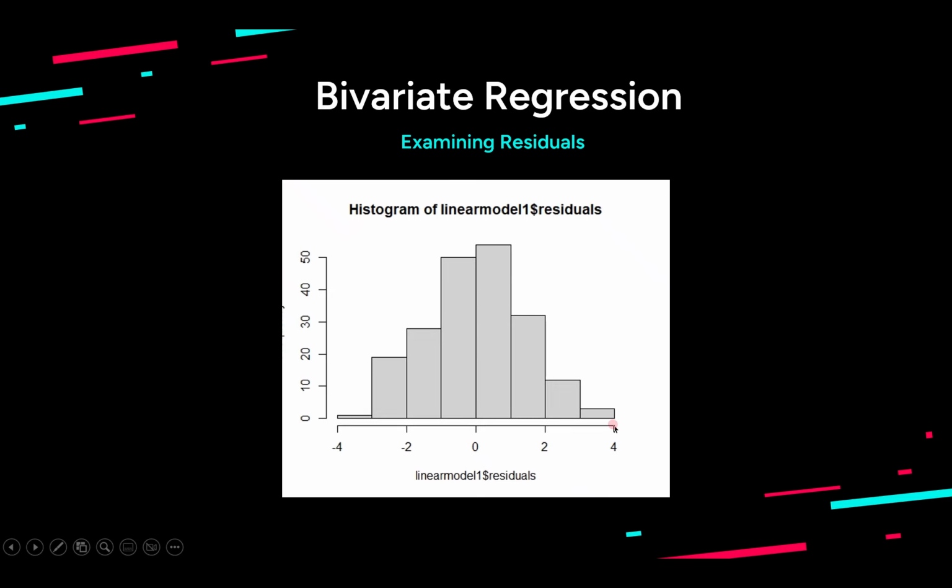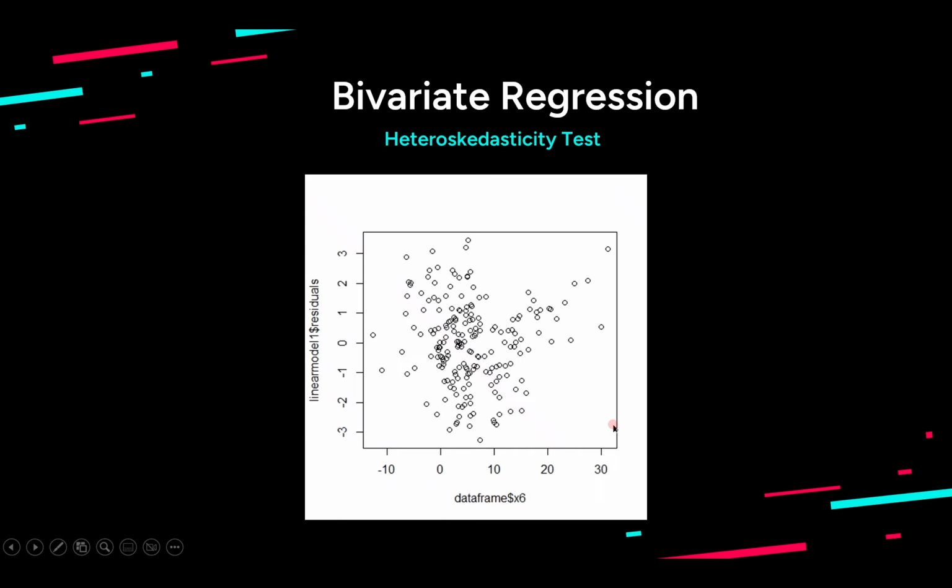The residuals do look normally distributed, however, but when we do a heteroscedasticity test, we can see that it does have this shape that indicates to us that there may be heteroscedasticity.